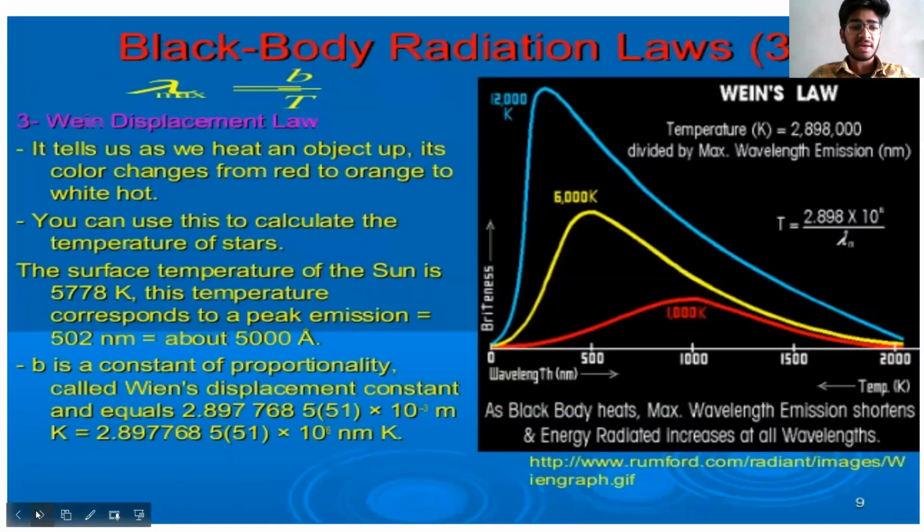Third law, Wien's displacement law. It tells us that as an object heats, its color changes from red to orange to white to blue. We can use this to calculate the temperature of stars. The surface temperature of the sun is 5778 K. This temperature corresponds to a peak emission equal to 502 nanometers, about 5000 angstroms. b is a constant of proportionality called Wien's displacement constant and equals 2.897 into 10 to the power of minus 3 meter kelvin, which is about 2.9 into 10 to the power of 6 nanometer kelvin.